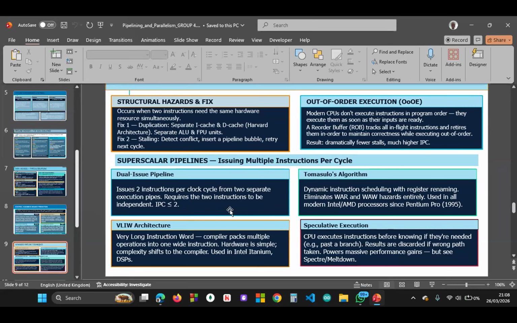Speculative execution. The CPU executes instructions before knowing if they are needed. Example, past a branch. Results are discarded if the wrong path is taken. It powers massive performance gains, but see Spectre and Meltdown.